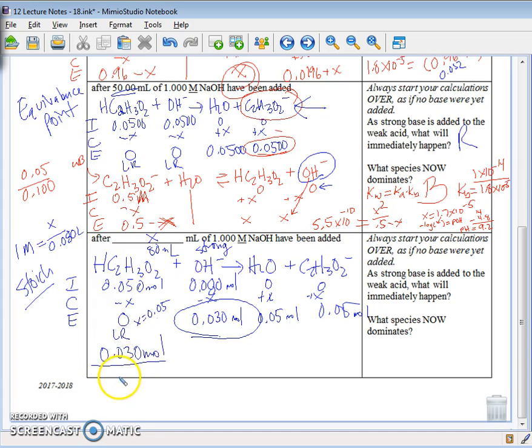What's the total volume now? For Maddie, it's 101. For Jen, it's 105. For 110, 115. For Jacob, it's 80 plus the original 50. So now we're at 0.13. Yeah, so Maddie is going to do 0.001 divided by 0.101. So you get something like 0.01.